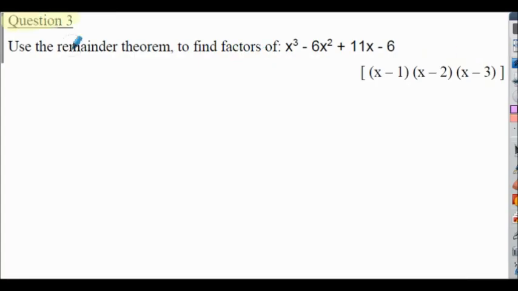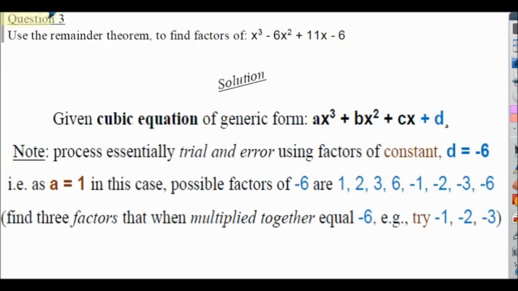Question 3, using remainder theorem to this time find the factors of the cubic expression x cubed minus 6x squared plus 11x minus 6. The three factors are shown here in the brackets. To find a factor, the remainder must be 0. I'd encourage you to stop the presentation and attempt question 3, but the full work solutions are shown on the following slides. So question 3 is the commencement of the solution.